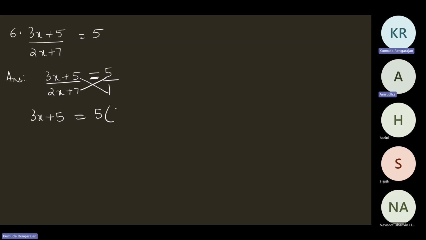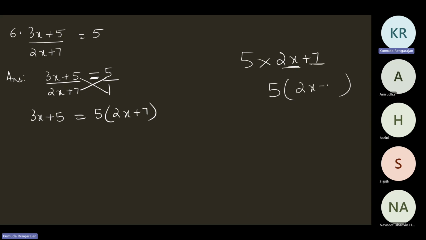5 into 2x plus 7, like this. Why should you write 2x plus 7 in a bracket? Because you cannot write 5 into 2x plus 7 without it. Because 5 has to be multiplied with 2x and 7. 5 should be multiplied with 2x and 7. That's why we write 5 and in brackets 2x plus 7.